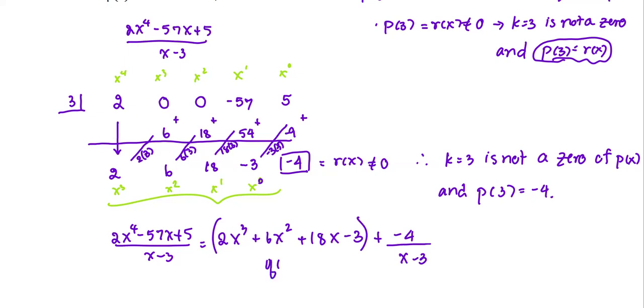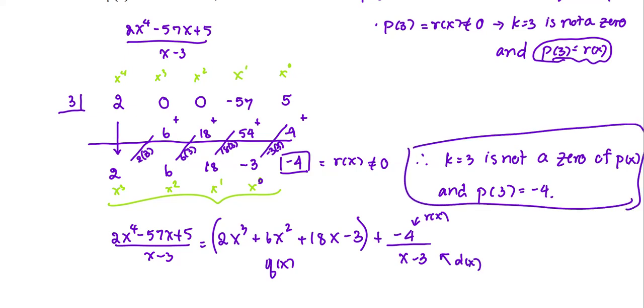So this is the quotient. And this is the remainder. And this is the divisor. But our goal is to check whether k equals 3 is a 0 or not. And we found out it's not.